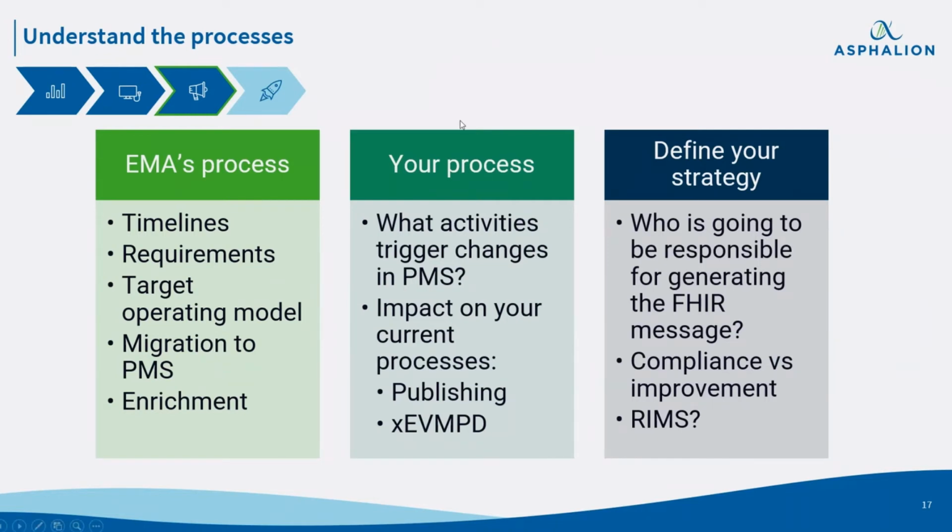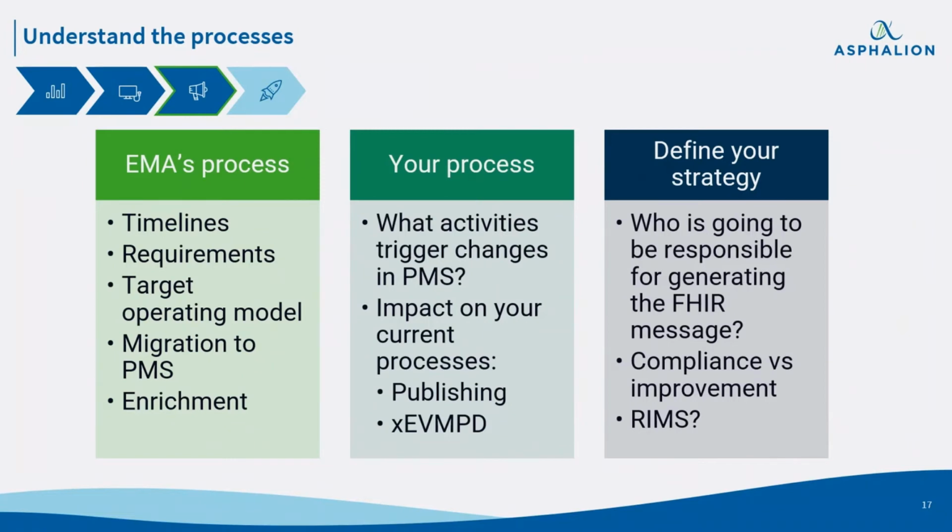Once we understand what data we have to report and what data we actually have in our house, we have to understand all the different processes. I mentioned this before, but you should actually focus on chapter 3 for this, so we can understand what the processes from EMA are. So all the timelines, different requirements, we have to understand the target operating model, we will see it now. Maybe understand also how the data will be migrated from XEVMPD to PMS, and finally how we are going to define the enrichment depending on what EMA will request.